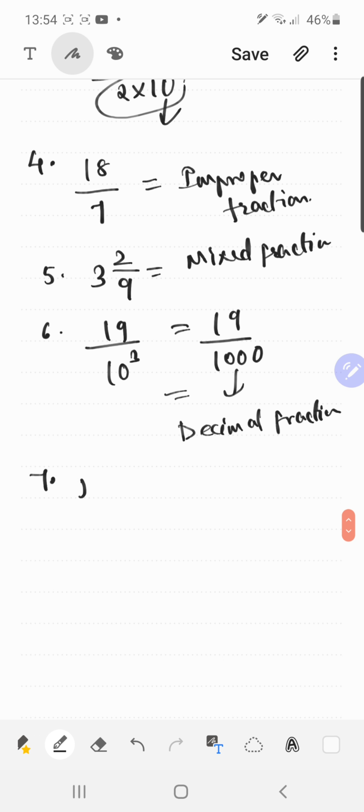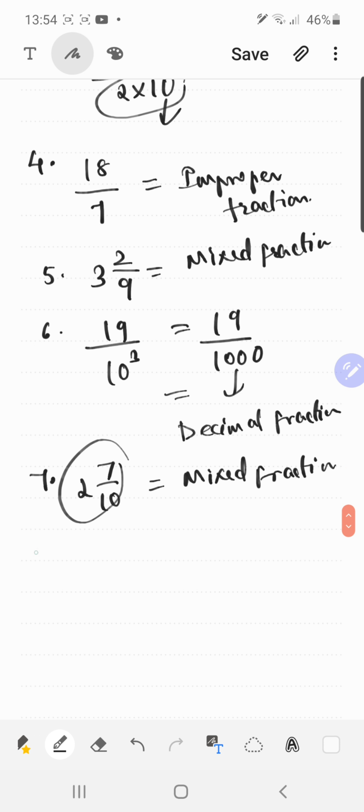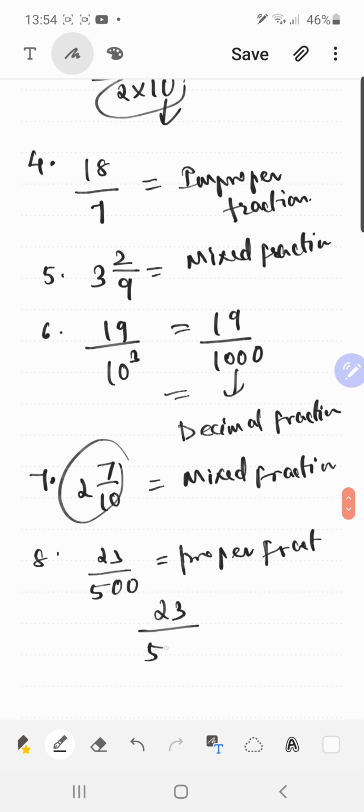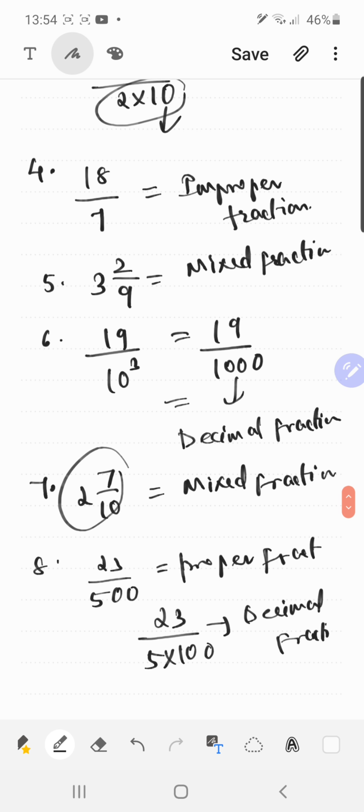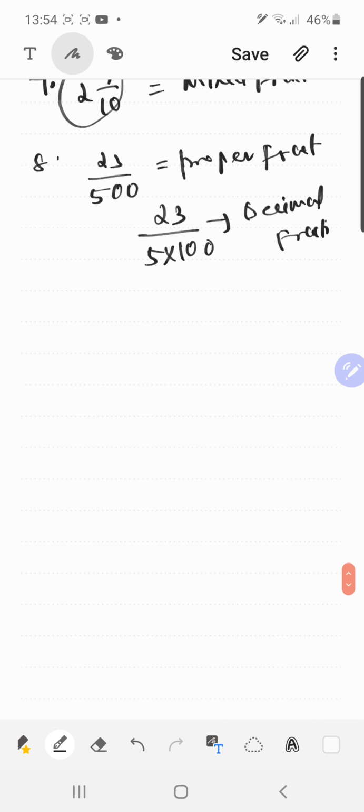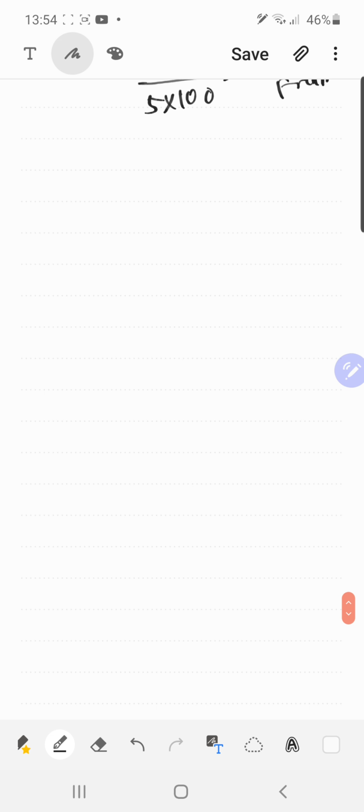Number 7, we have 2 7 by 10. As we can see, it is a mixed fraction. Number 8, as I said, 23 upon 500. We can also call it a proper fraction. And you can also make it 5 into 100. So you can call it a decimal fraction. Is the point clear? Yes. Problem number 9. Sorry, we don't have 9.